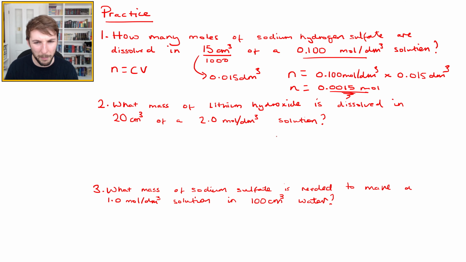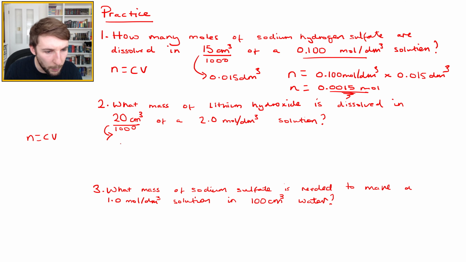Okay, next one then. What mass of lithium hydroxide is dissolved in 20 centimetres cubed of a 2 mole per decimetre cubed solution? So to begin with, again, I'm just going to write over here now, we're going to need to use n equals cV. We're going to divide that by 1,000 in order to use that. So my volume should be 0.02 cubic decimetres.